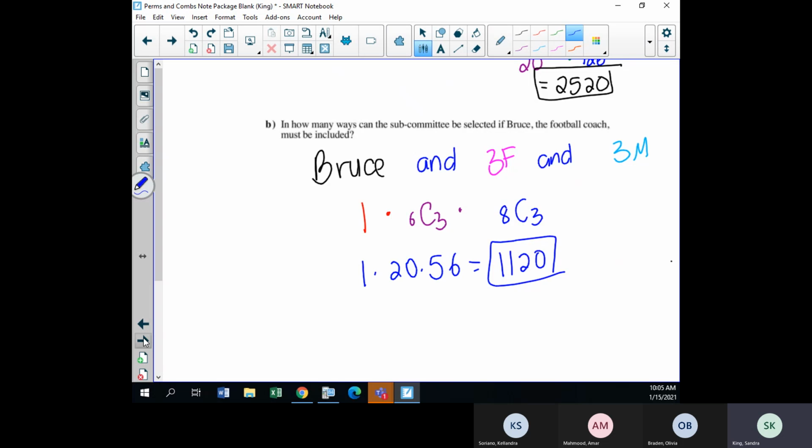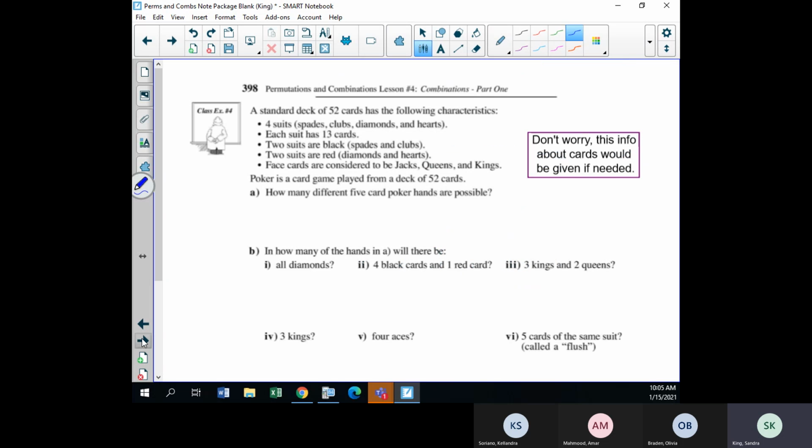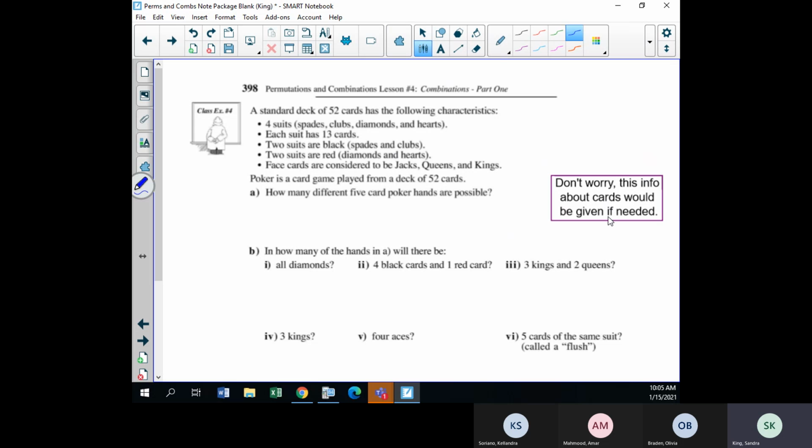Last class example is our deck of cards. Okay, so they love doing deck of cards questions, and you're going to get deck of cards on any quiz or exam that you ever write for permutations and combinations. Card questions, remember, are always going to be combinations, because once you make a hand of cards, it doesn't matter what order the cards are in. That's why it's a combination.